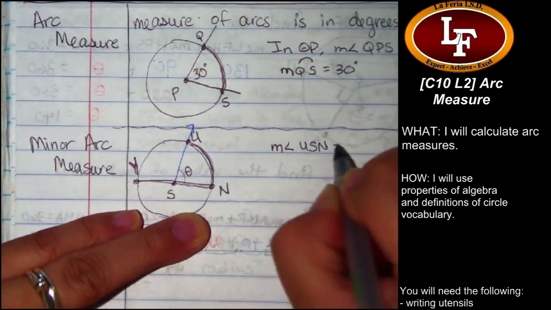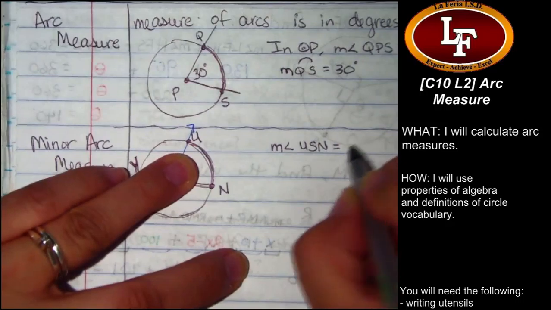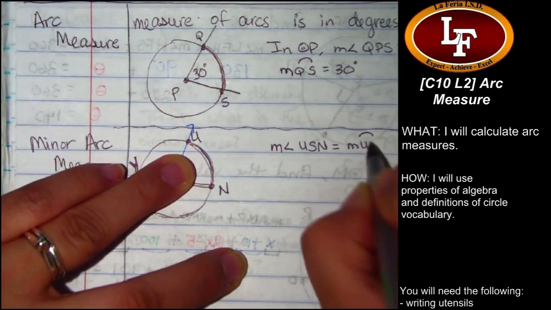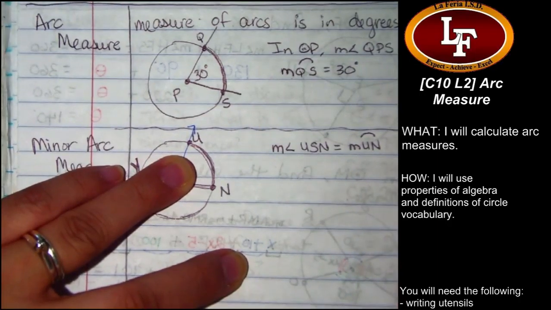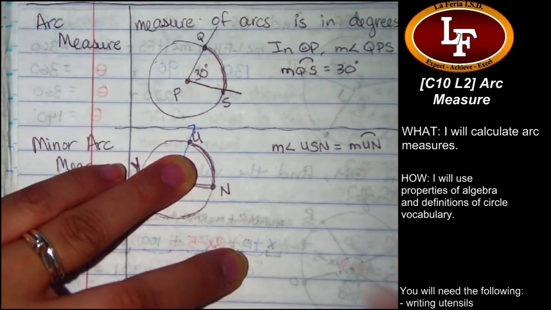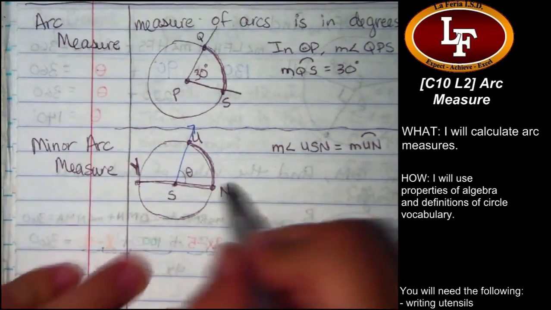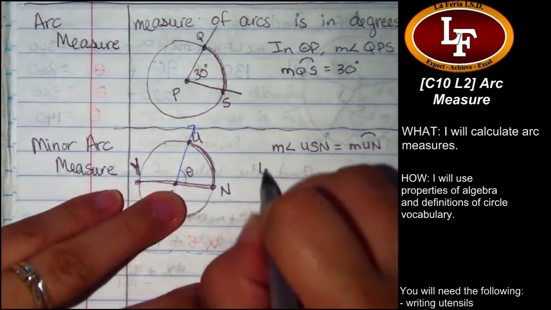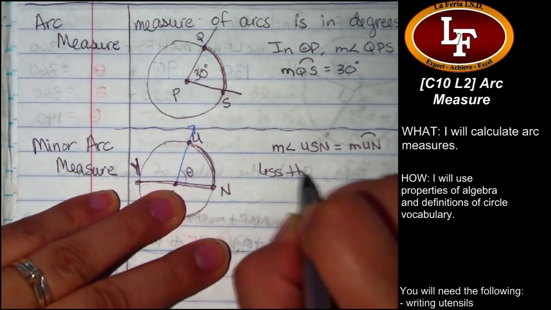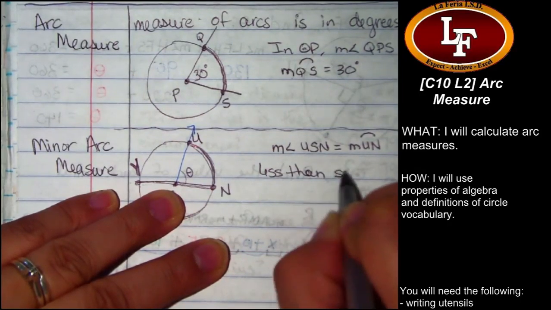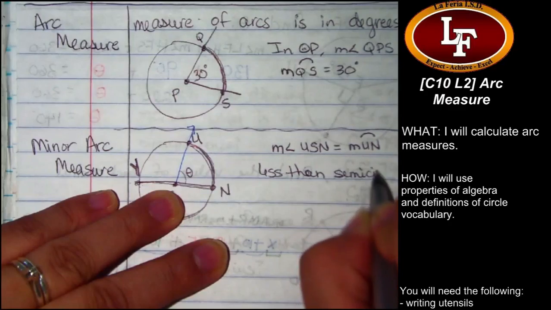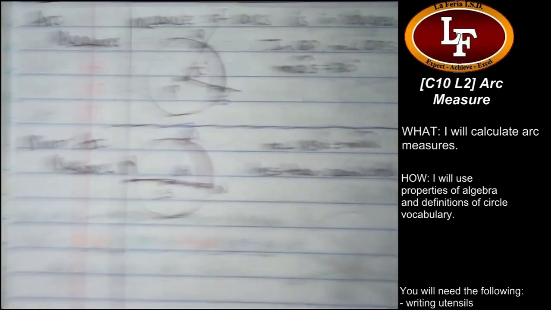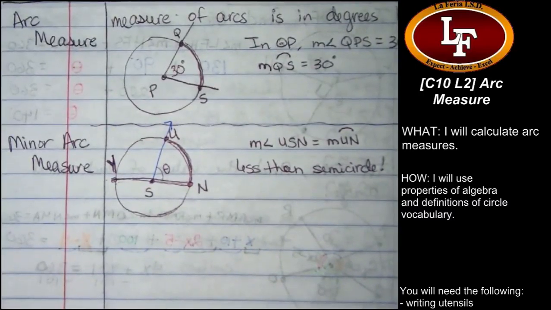SN is creating this minor arc UN. Those measures are equal as per the arc measure that we went over right above us. But notice how this is going to be less than 180 degrees, less than one semicircle. So it needs to be less than a semicircle. And so we're going to think of this as just.